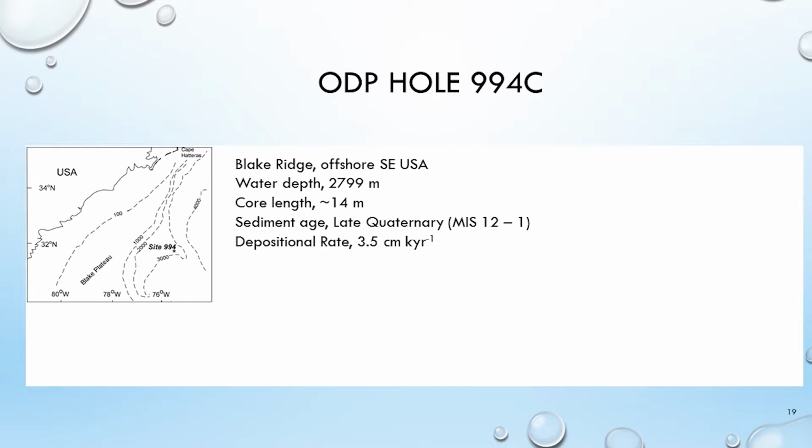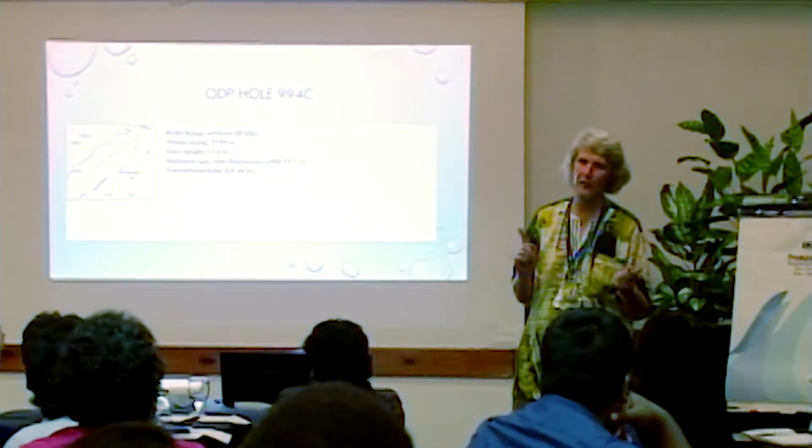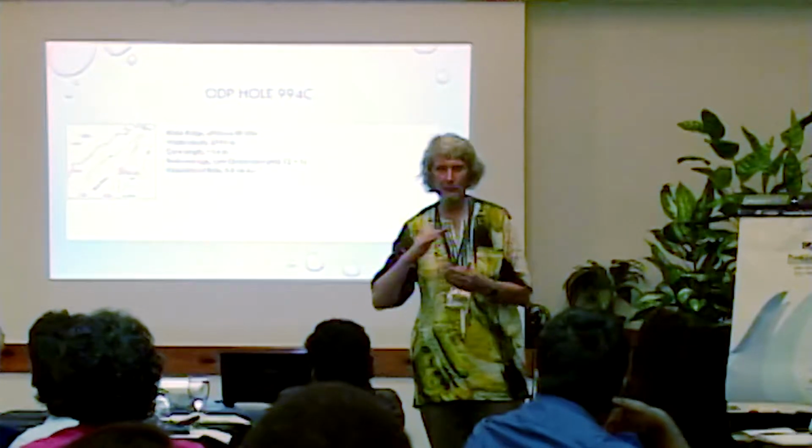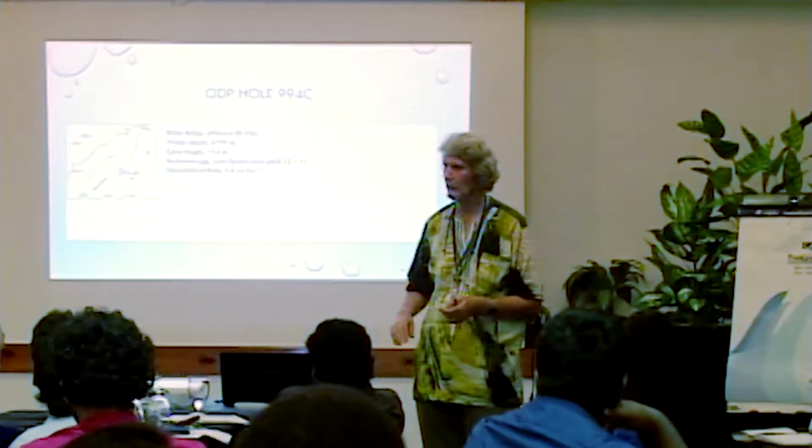So even if you've got ice building up and melting, the change in sea level alone is really not going to influence the flows. They're down nearly 3 kilometers. A 100 meter water level change from there is not going to matter to them. The sediments are Late Quaternary, part of the Pleistocene plus the Holocene, marine isotope stages 12 to 1, and there's a depositional rate of about 3.5 centimeters per 1,000 years.